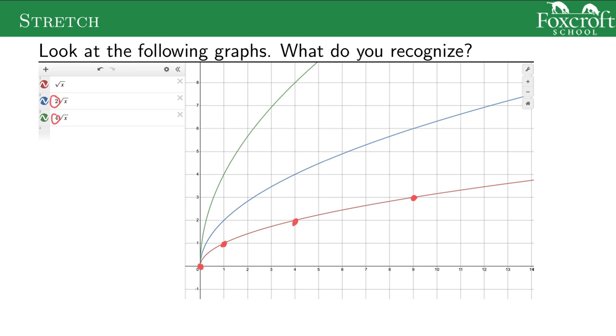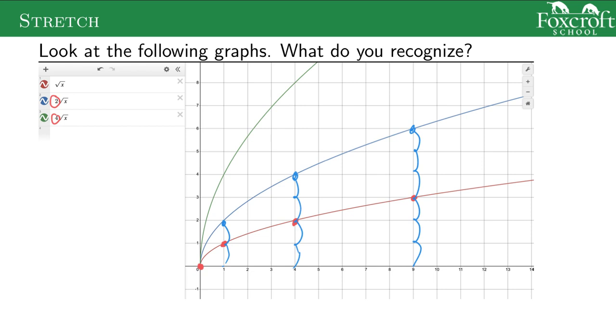And then how does that compare if I put a 2? Well, I can still go right 1, but now I go up 2 instead of up 1. Now I go right 4, up 4. So instead of going up 2, I go up 4. Instead of going up 3, I go up 6. So it's just changing how far up I go each time. It's stretching my graph up.